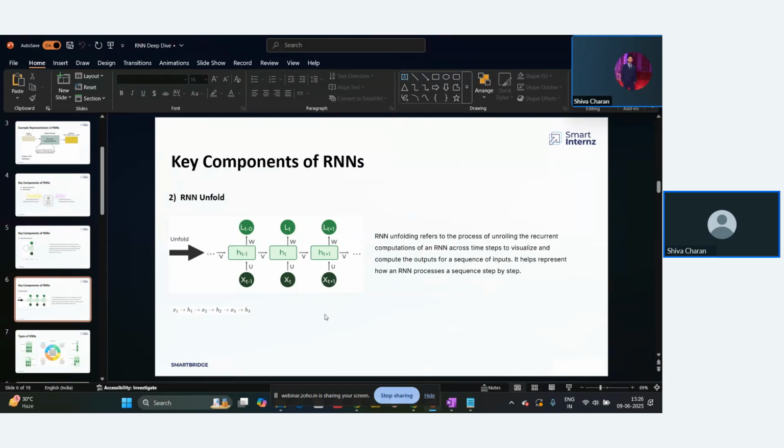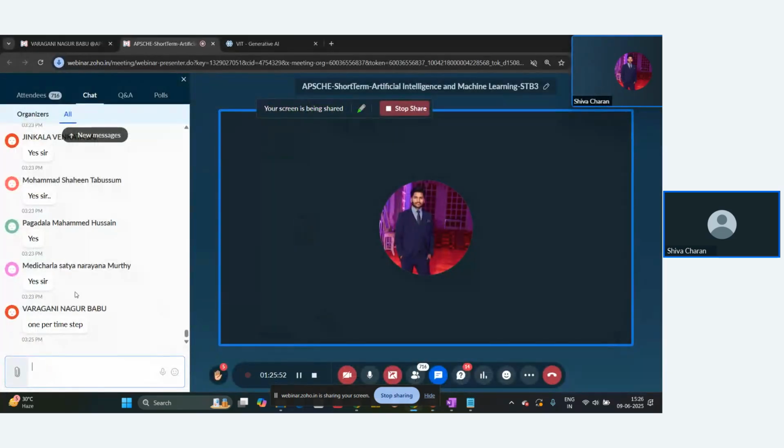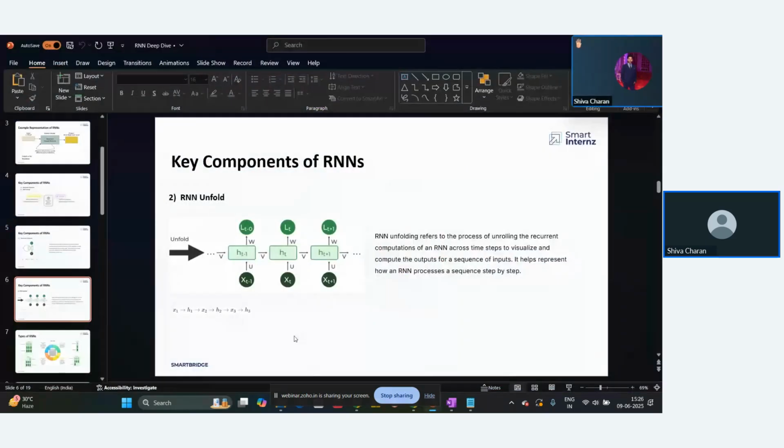Clear until now? One per time step. Clear until now? సో ఇక్కడ ht minus 1 అనేది ఆల్రెడీ ఇన్ఫర్మేషన్ ని స్టోర్ చేసుకుంది. ఇన్పుట్ విల్ బి xt. సో అది కరెంట్ ఇన్పుట్ తోని కంబైన్ అవుతుంది xt టు ht. Okay, if you see over here, unfolding for each and every input.